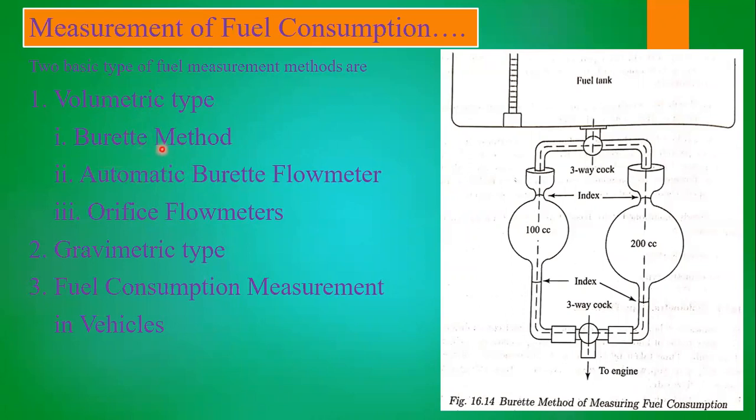First of all, coming to the burette method, here we are going to have two glass burettes of two known quantities. This is a glass burette of 100 cc, and this is a glass burette of 200 cc. From the fuel tank directly we have a three-way cock here, and whenever we need to measure fuel consumption, this three-way cock will allow the fuel into the 100 cc glass bulb and the 200 cc glass bulb.